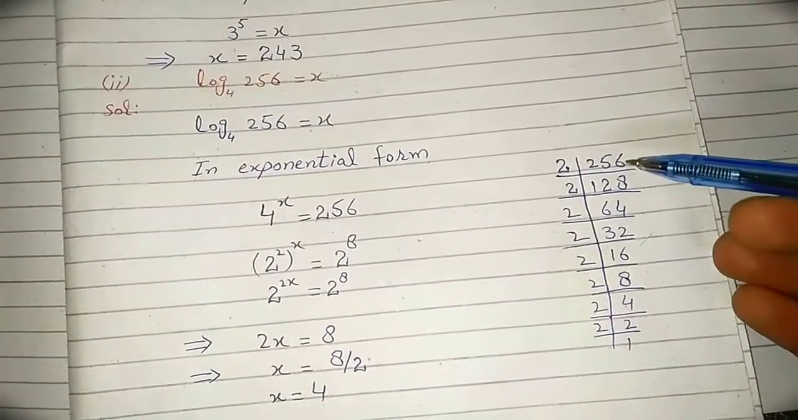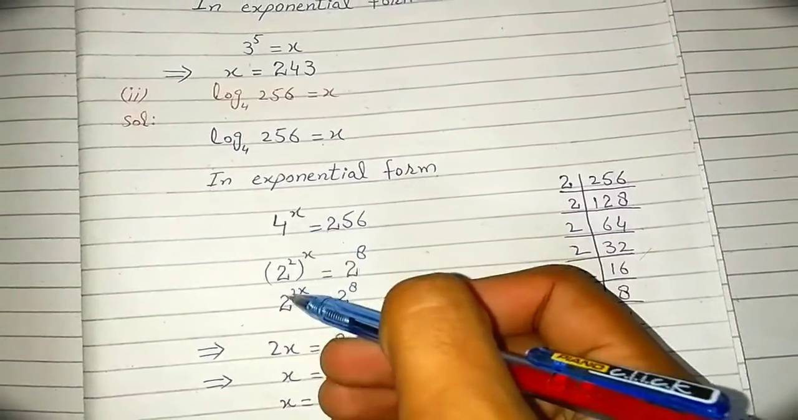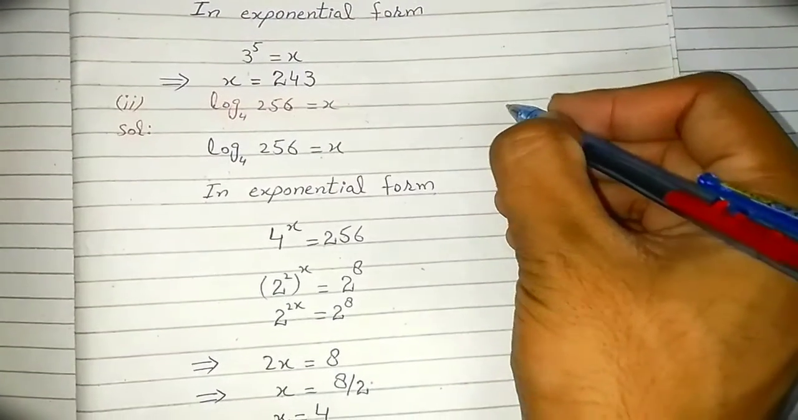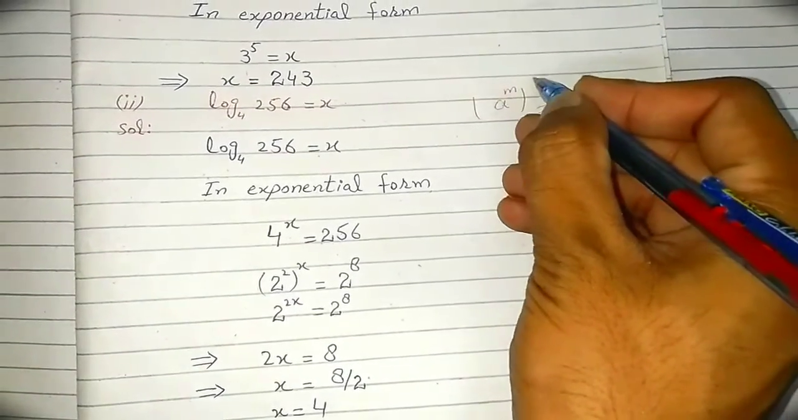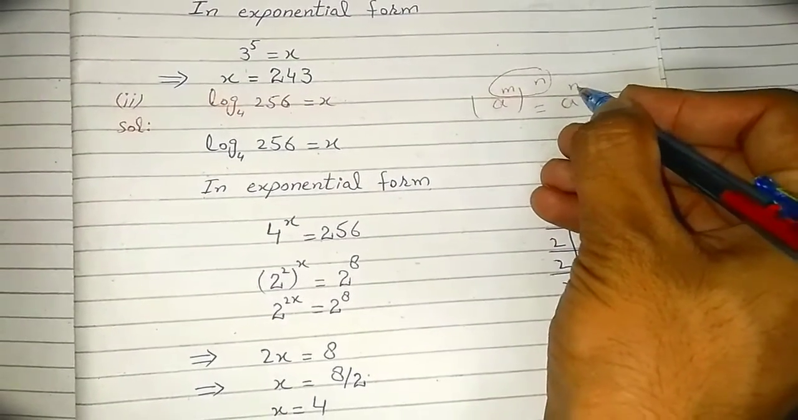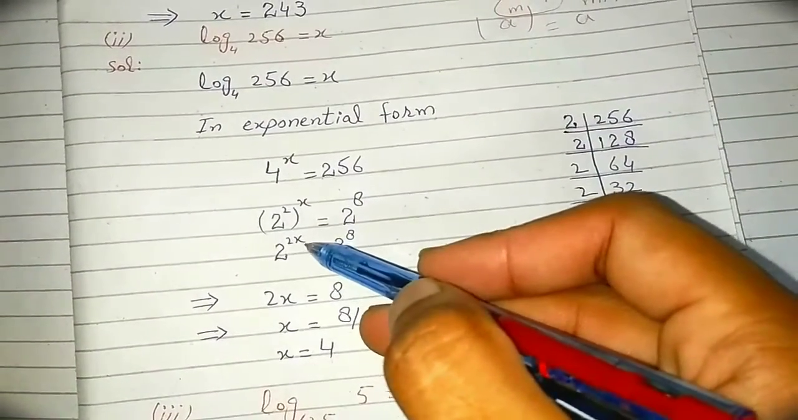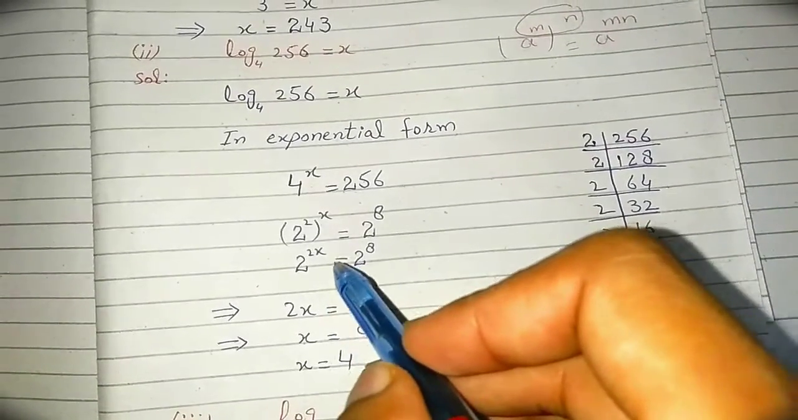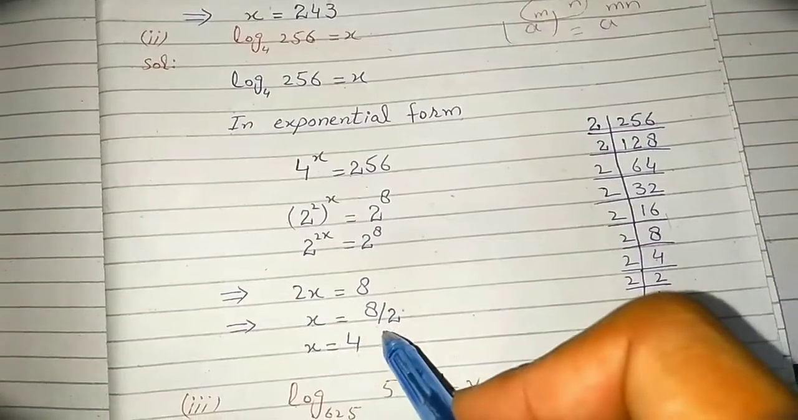I have made factors of 256, which is 2 to the power 8. Here 4 can be written as 2 to the power 2, whole to the power x. Now as we know that if a to the power m, whole to the power n, then these powers will be multiplied with each other and it can be written as a to the power mn. So here it will be equal to 2 to the power 2x, which is equal to 2 to the power 8. Now as bases are the same, the powers will also be equal. So 2x will be equal to 8 and x is equal to 8 by 2, which is equal to 4.